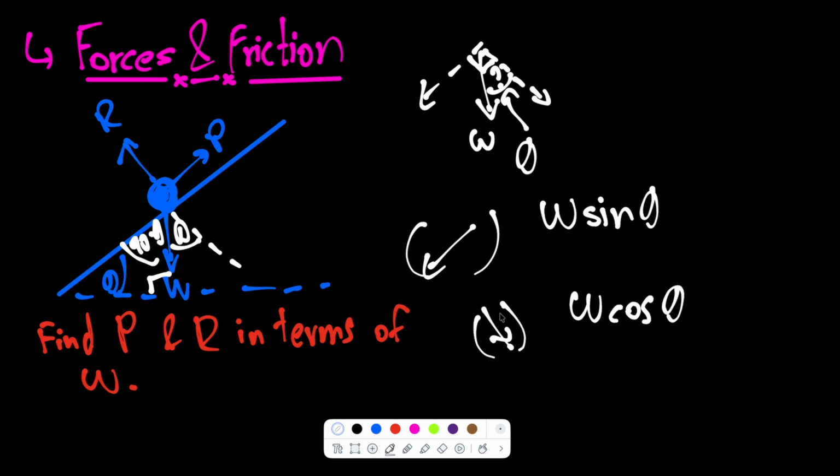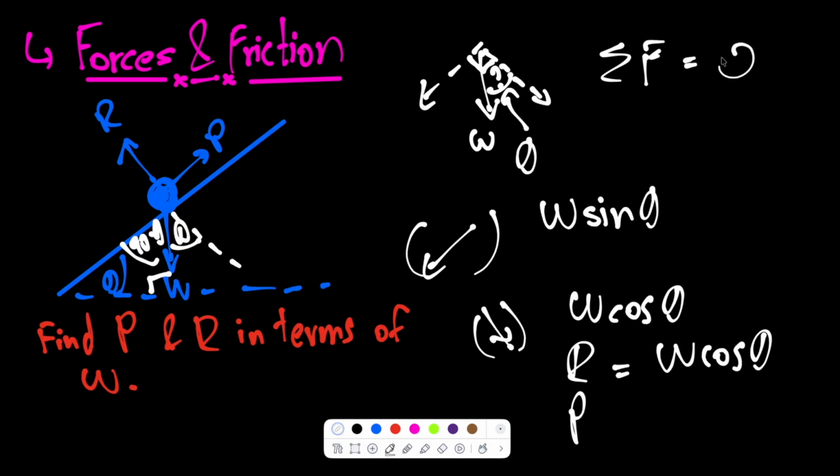So now our perpendicular force will be aligned with our R force, the reaction force. So R will be W cos theta, and since this ball is in equilibrium, P will be the force that is opposite, because in equilibrium sigma F is equal to 0 by Newton's second law. So therefore P will be W sin theta when you consider parallel to the plane.